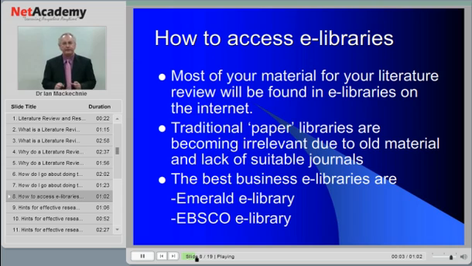For doctoral students, one of the best sources of information is e-libraries, because e-libraries provide us with the latest up-to-date research that's been done, especially from professional journals and magazines. And most researchers these days will use e-libraries. Most researchers today don't use what we call traditional paper libraries, because most of the material there is out of date. And most libraries now are relying upon e-libraries as a source of research material for researchers. Net Academy subscribe to the two best e-libraries in the world, and that is Emerald e-Library and EBSCO e-Library. And this provides us with rich sources of up-to-date, comprehensive research material.